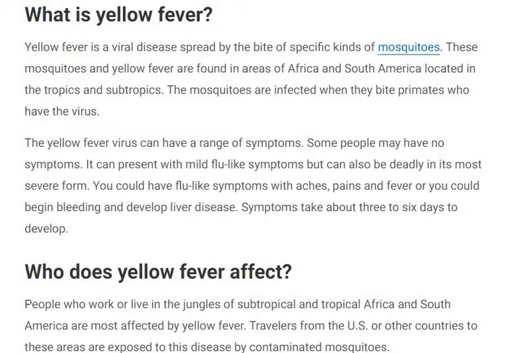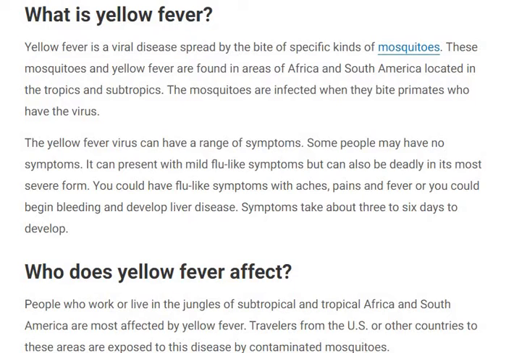The yellow fever virus can have a range of symptoms. Some people may have no symptoms. It can present with mild flu-like symptoms but can also be deadly in its most severe form. Ladies and gentlemen, at the starting of yellow fever, there are no specific symptoms. After 6 to 7 days, the symptoms of yellow fever are just like flu-like symptoms.